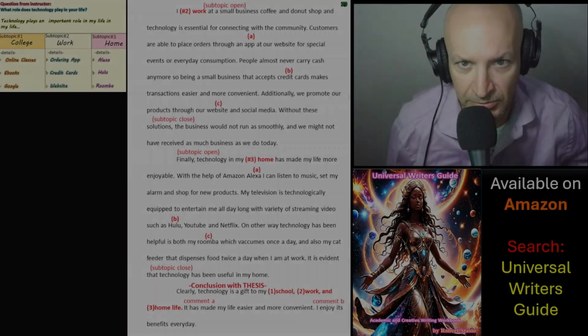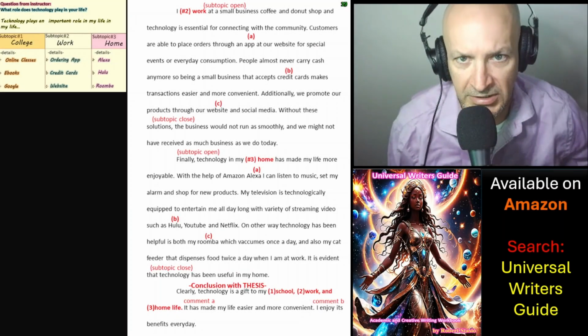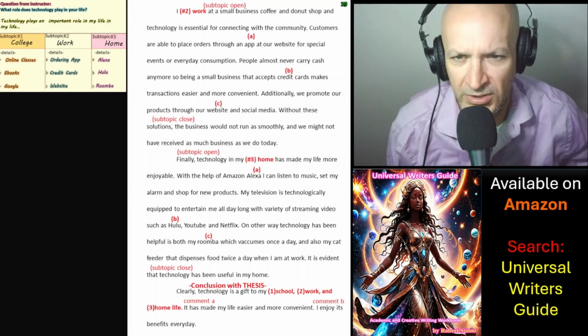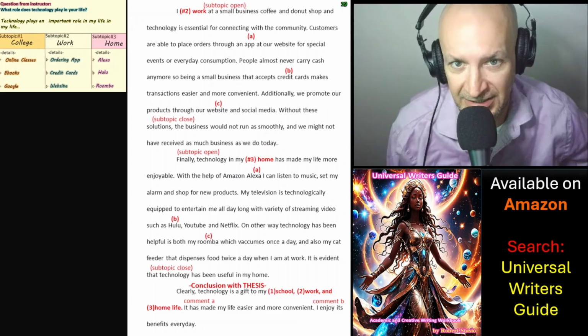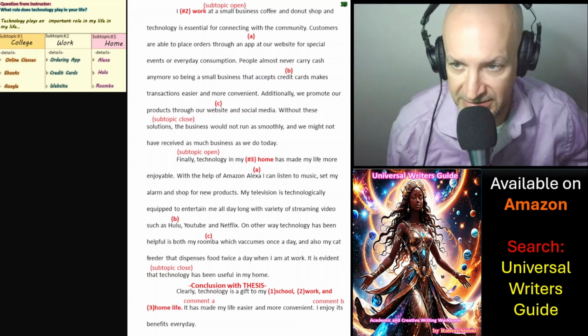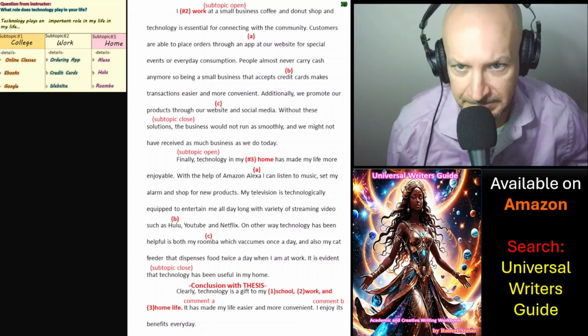So here we are, page 2, paragraph 2. I work at a small business. It's a coffee and donut shop, and technology is essential for connecting with the community. Right? We started out with the subtopic. We know this is going to be about work and how it relates to technology.